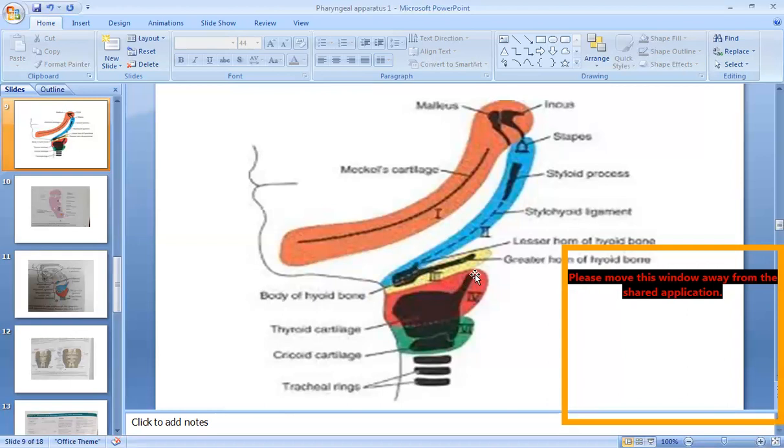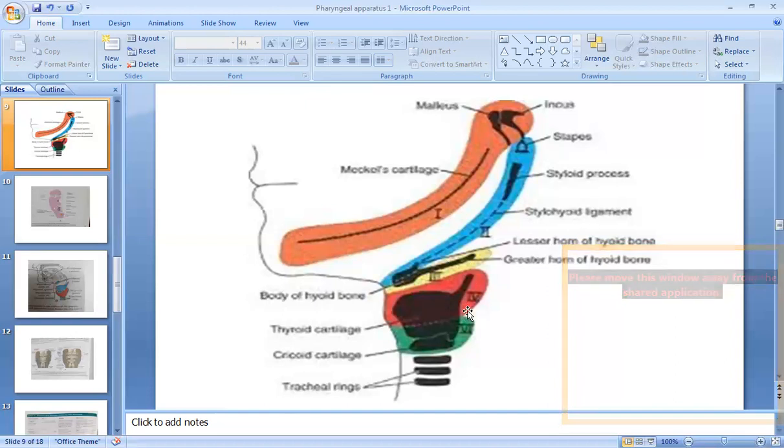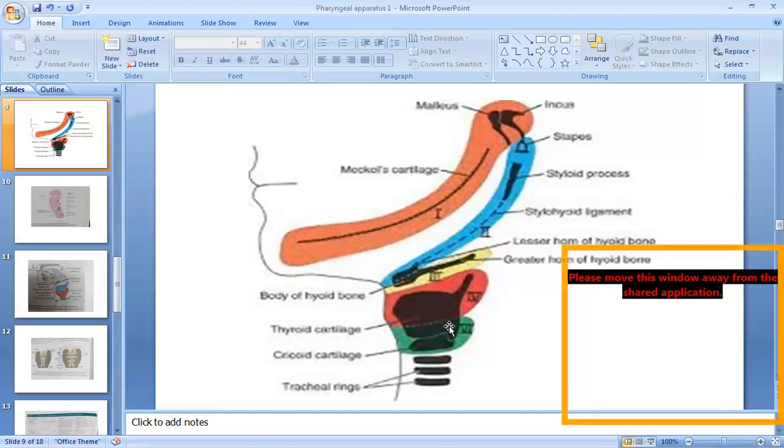And here is the 4th pharyngeal arch in the red color you can see. The 4th to 6th arch, the 5th degenerates. The 4th to 6th arch gives rise to the cartilages of the larynx, that is the thyroid cartilage, the cricoid cartilage, the arytenoid cartilage, the corniculate cartilage, along with the tracheal rings as well. So these are the derivatives of the pharyngeal arches.